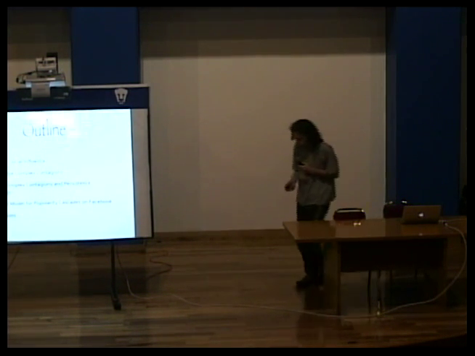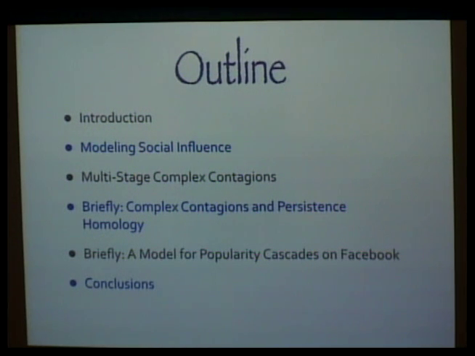Okay, so I'll give an introduction to these sorts of things, and then I'm going to talk about the problem of modeling social influence. Multi-stage complex contagions is a particular model that my collaborators and I have come up with, so I'll use that as a focal example. There are other examples in the literature that others have come up with.